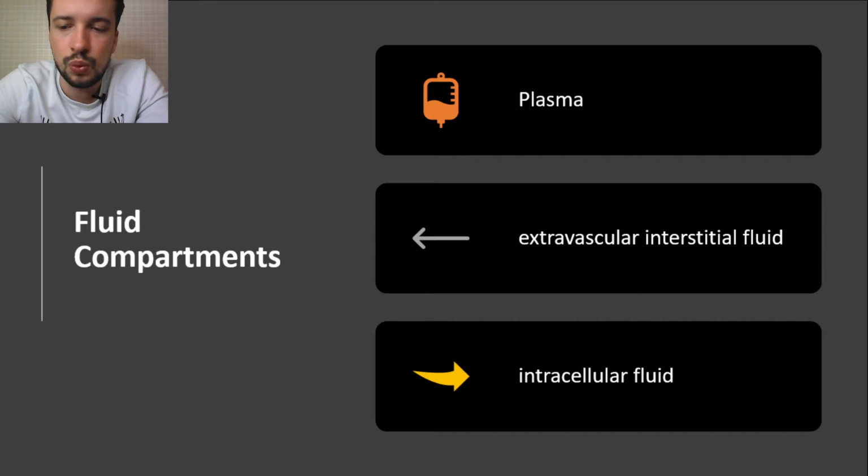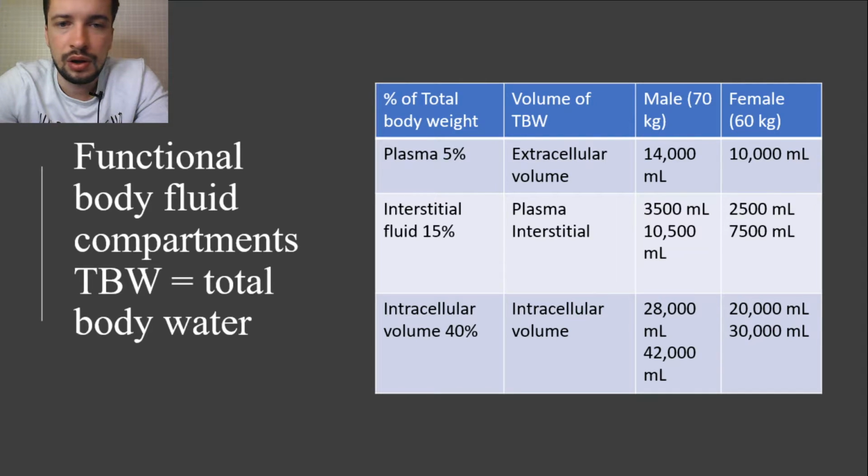TBW is divided into three functional fluid compartments: plasma, extravascular interstitial fluid, and intracellular fluid. There you see a table about functional body fluid compartments, TBW, equivalent of total body water.